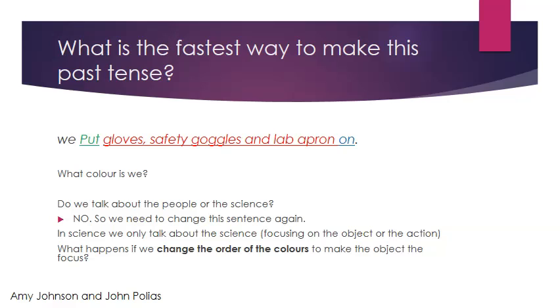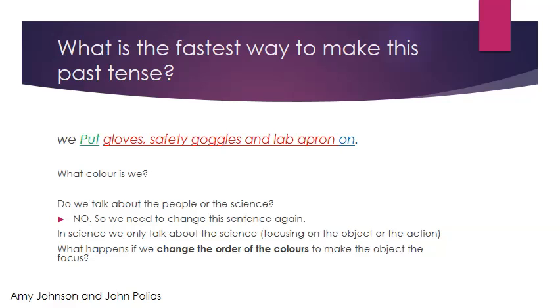I want you to stop and think, what colour is we? And do we talk about the people or the science? Well, we don't talk about the people, so we need to change this sentence again. In science, we only talk about the science, focusing on the object or the action. So when we get we or she or he or they in a sentence, we actually need to try and remove it. And we do that by talking about what we did it to.